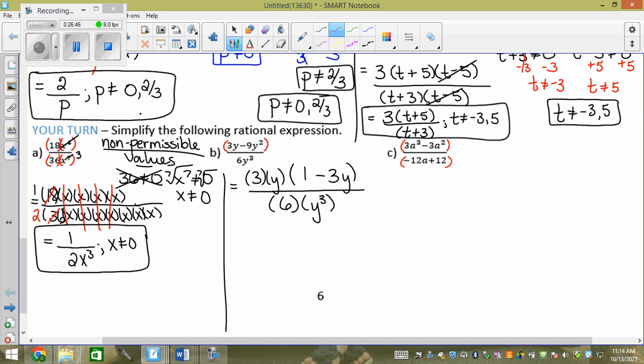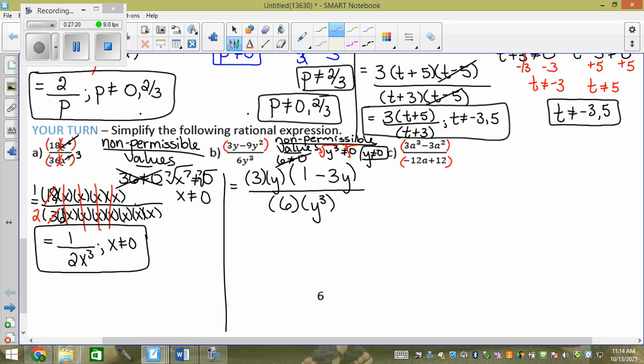Now before I cancel anything off, I have to do my non-permissible values. And they're just based off my denominator. So I have 6 can't equal 0, which is true. And then y cubed can't equal 0. When I take the cube root of 0, it's 0. So my only NPV is y can't equal 0. That's just a true statement.